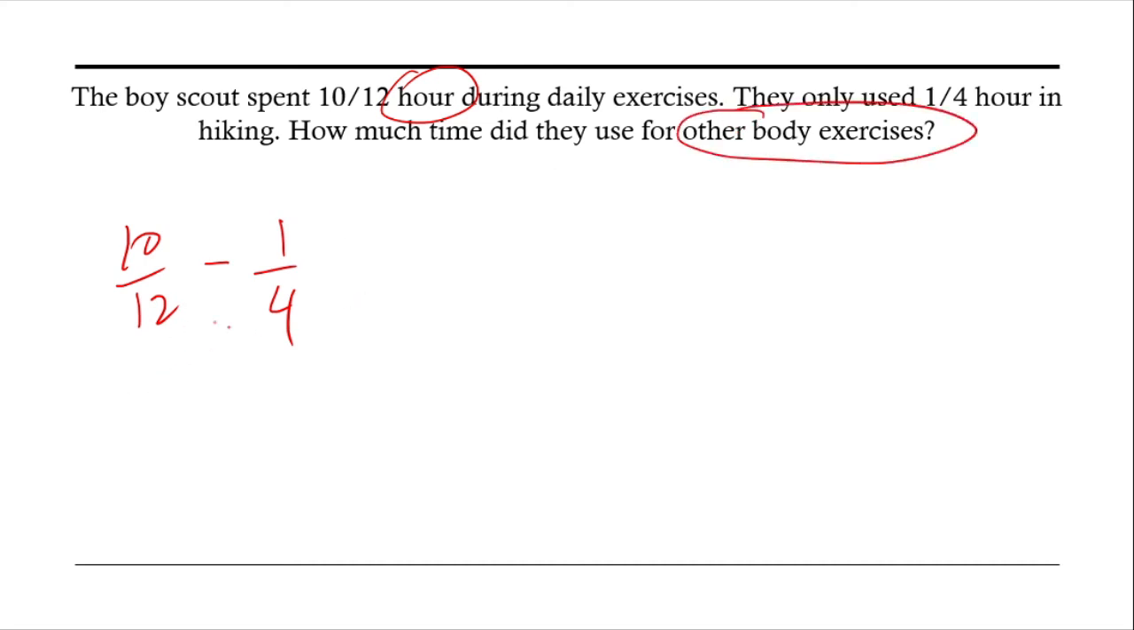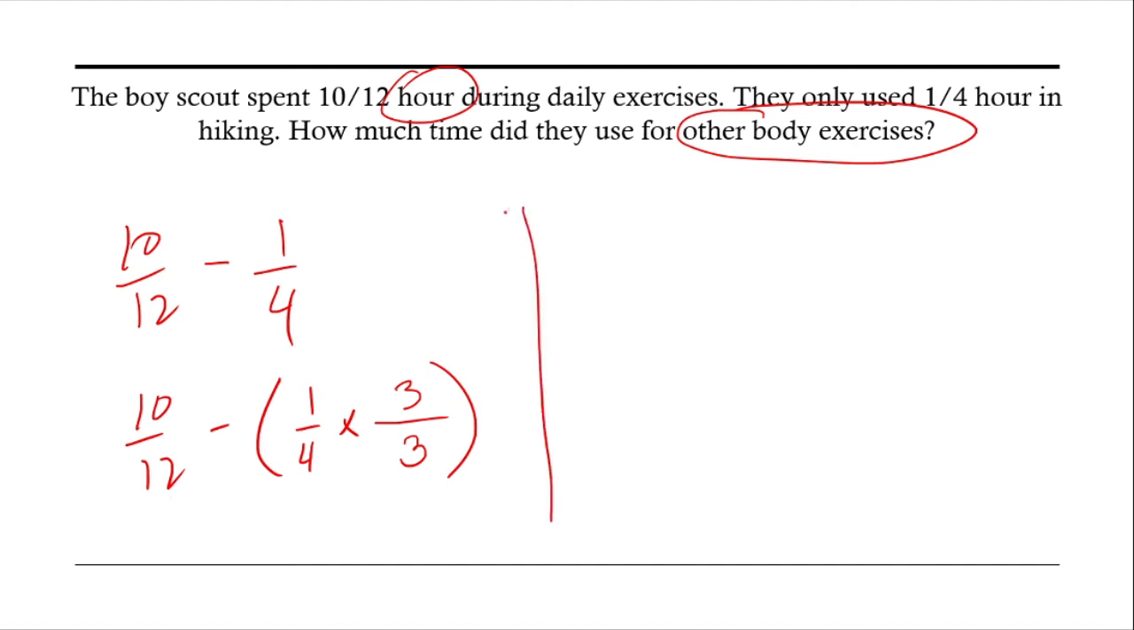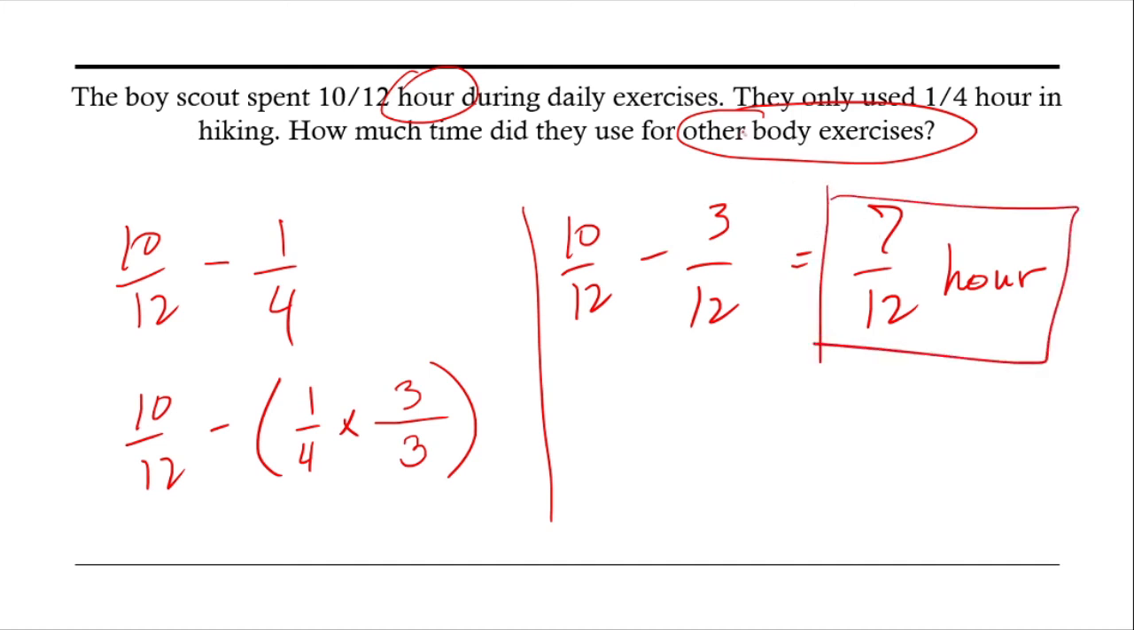Meron tayong 10/12 minus 1/4. Ang least common multiple nila, 12. Para maging 12 itong denominator, multiply tayo ng 3/3. So meron tayong 10/12 minus 3/12. 10 minus 3 is 7/12 hour. So 7/12 hour ang nagamit nila for other body exercises.